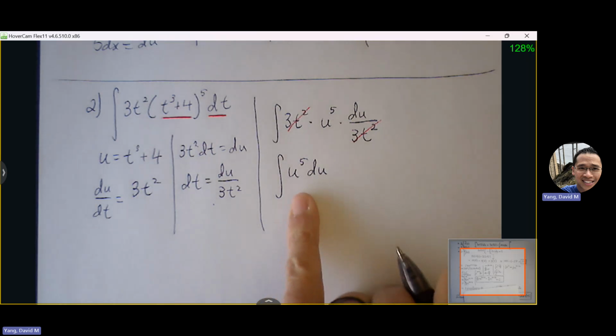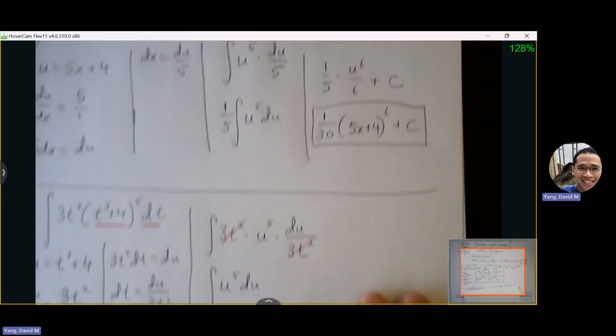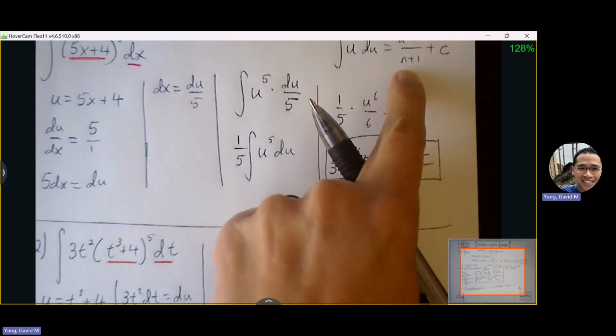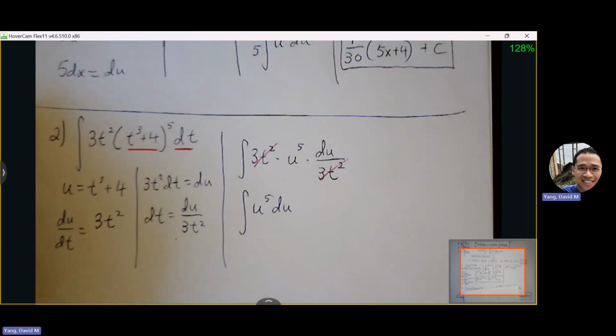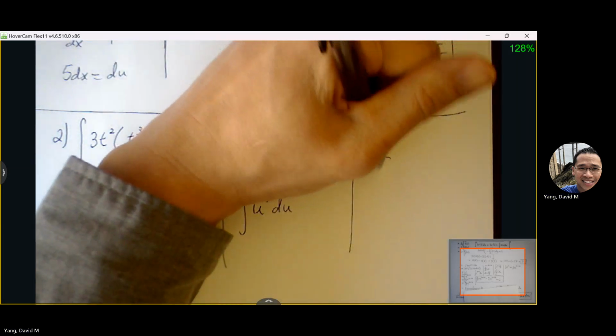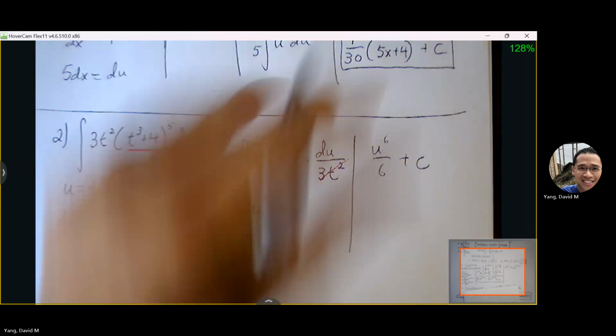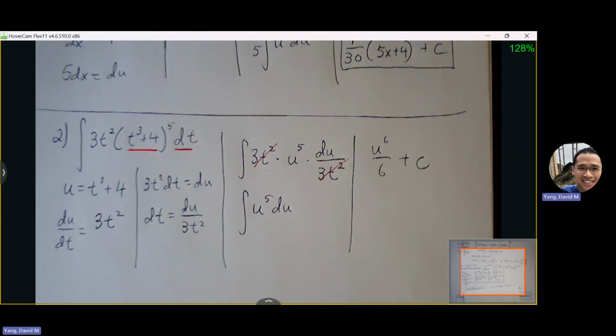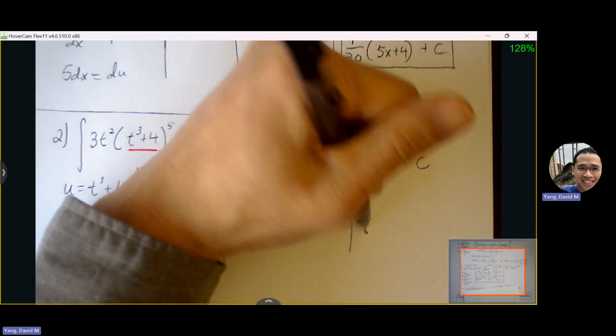It's a nice power rule, just like before. Now we can apply the power rule. Add 1 to the exponent, divided by the new exponent. Remember, u is only a temporary variable. It's only to help us have an easier problem to solve, but we want to bring back our original variable. You can leave that 6 in the denominator. You can also pull that 6 out in front.